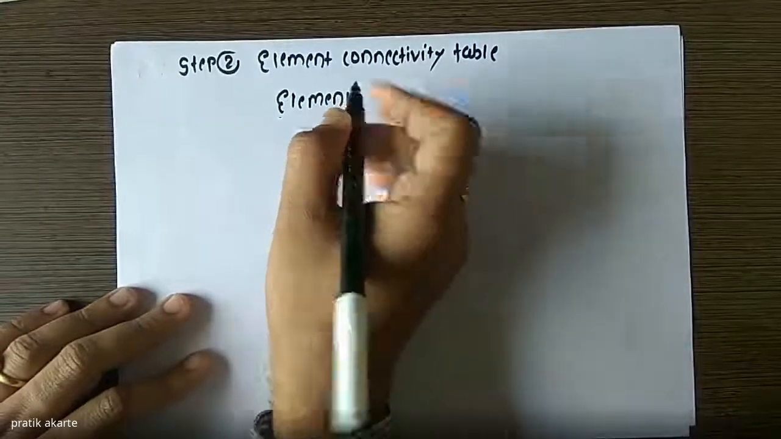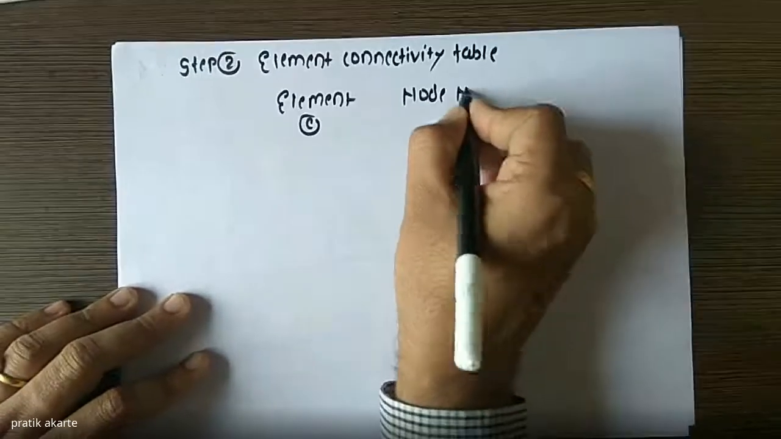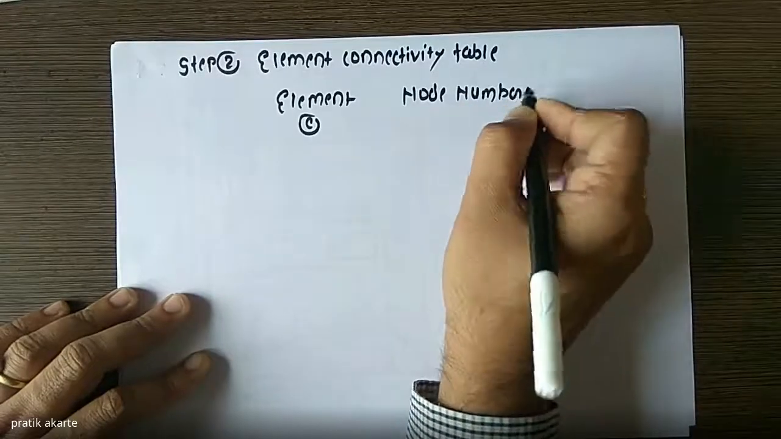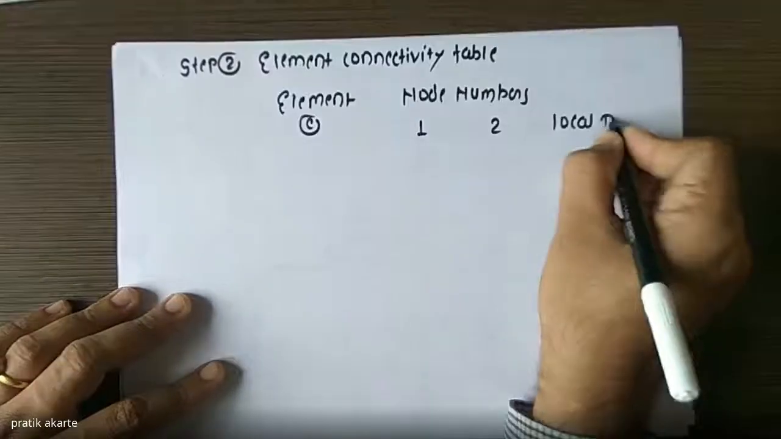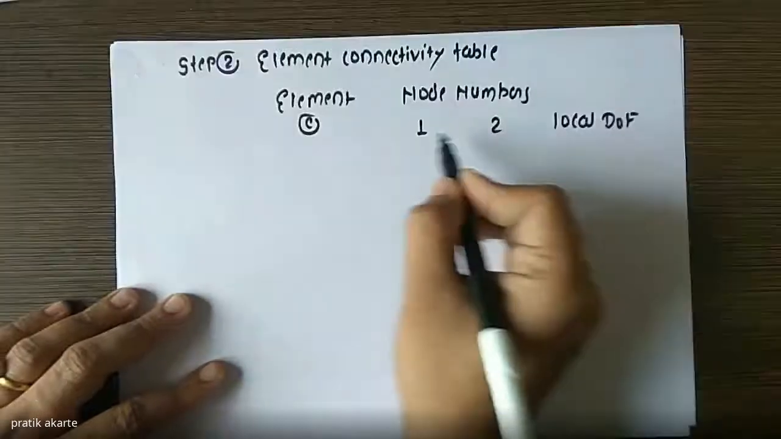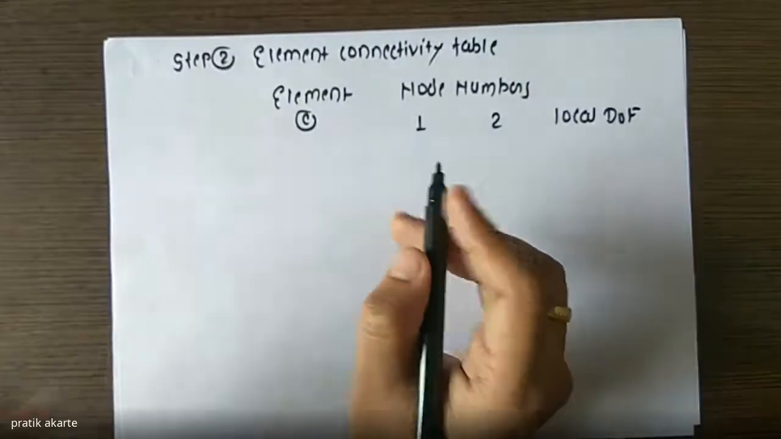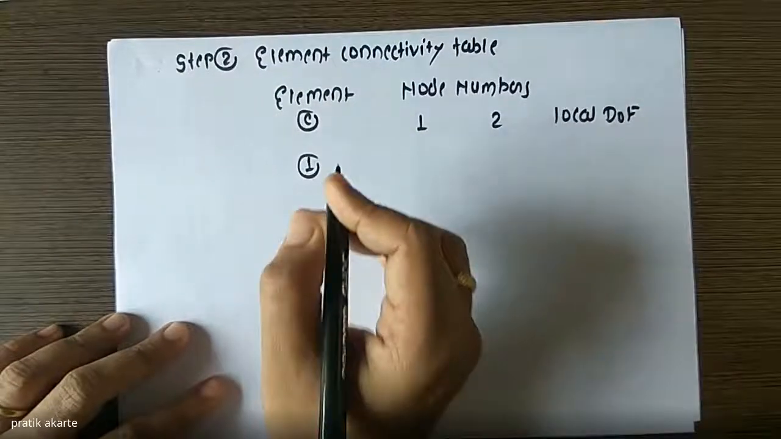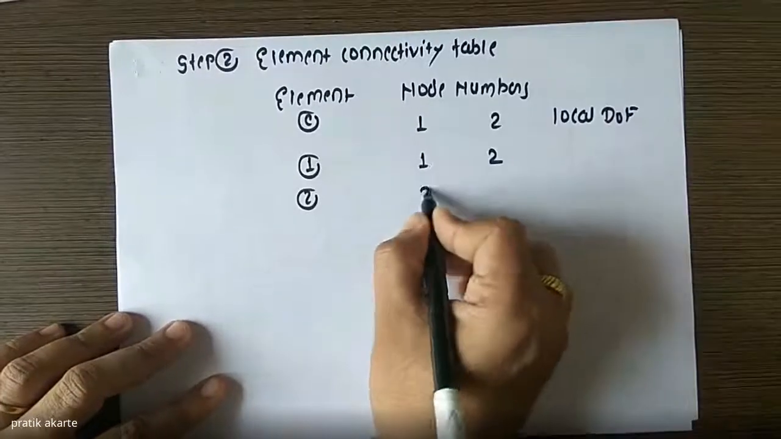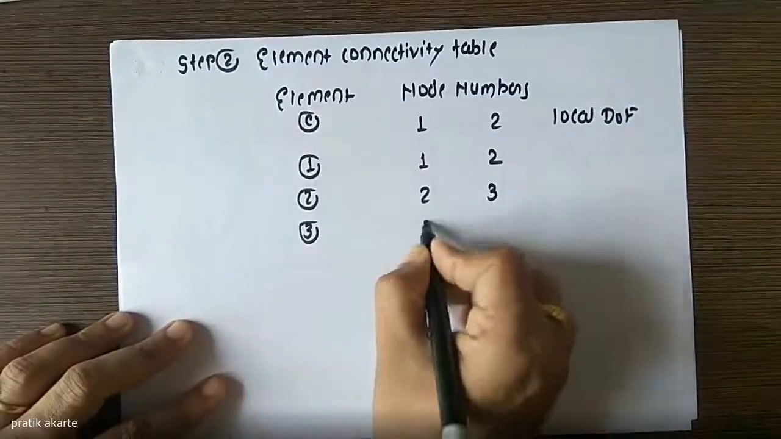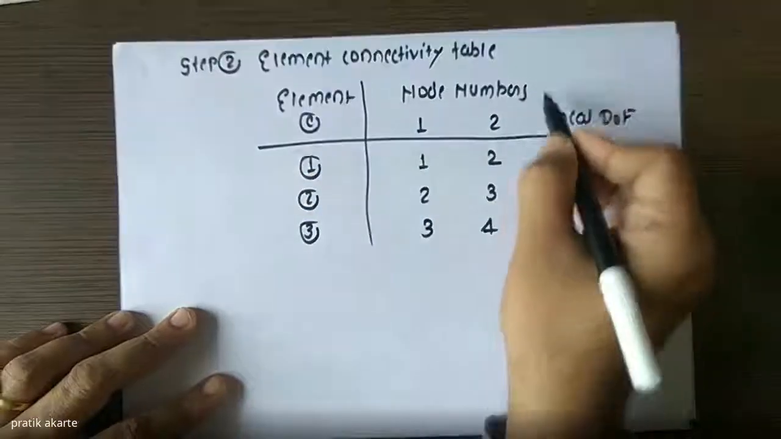So element, which is E, and node numbers, which is having local degree of freedom. So this is local degree of freedom. At local level, we name the nodes as 1 and 2. So for element number 1, we have node numbers 1, 2. For element 2, it is 2, 3. For element 3, it is 3, 4. So this is what we call the element connectivity table.